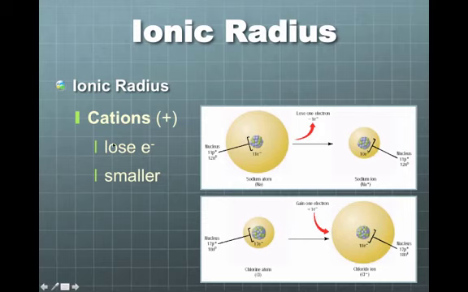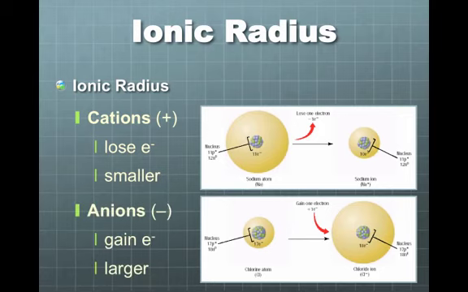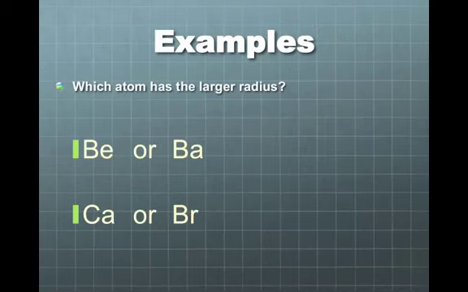If an atom loses an electron, obviously it's going to get smaller because you're taking something away, and it becomes positive. We refer to positive ions as cations. If it gains an electron, or if we put something negative back into it, it gets larger. If we're putting more into it, it's going to get larger. So an anion is what we refer to an atom that has gained an electron.